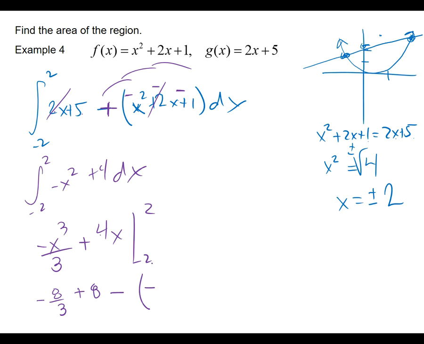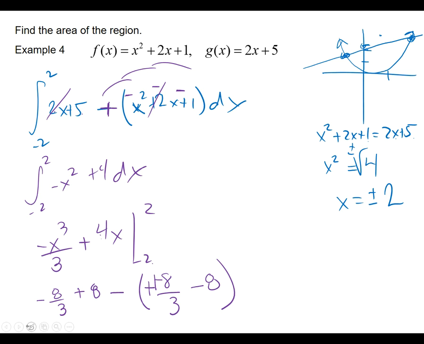I've got a negative sign. Negative 2 cubed is negative 8. Negative 8 over 3, the double negative is going to go positive. 4 times negative 2 is negative 8.